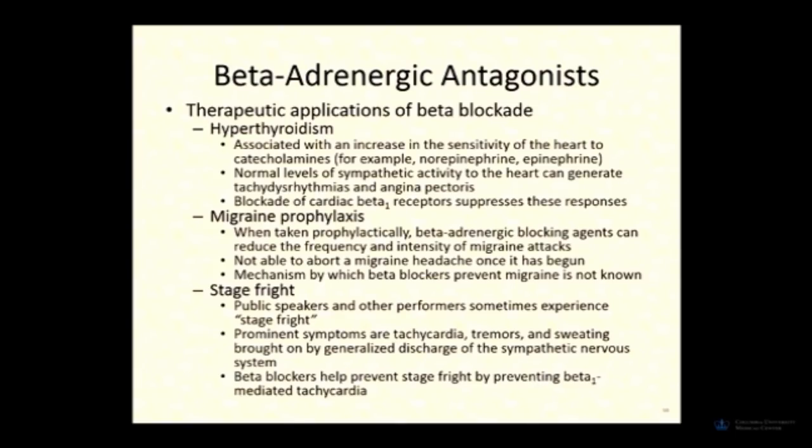Beta blockers are also used to produce some anti-anxiety effects, right? And so people who experience stage fright with public speaking are thought to reduce their anxiety when taking low doses of beta blockers. And it's mostly by reducing the symptoms of stage fright, like tachycardia, tremors, excessive sweating, right, which is brought about by activation of the sympathetic nervous system. So you're talking to a big crowd, and your body thinks that you're being chased by a lion, right? So you take a beta blocker, and it reduces those effects.